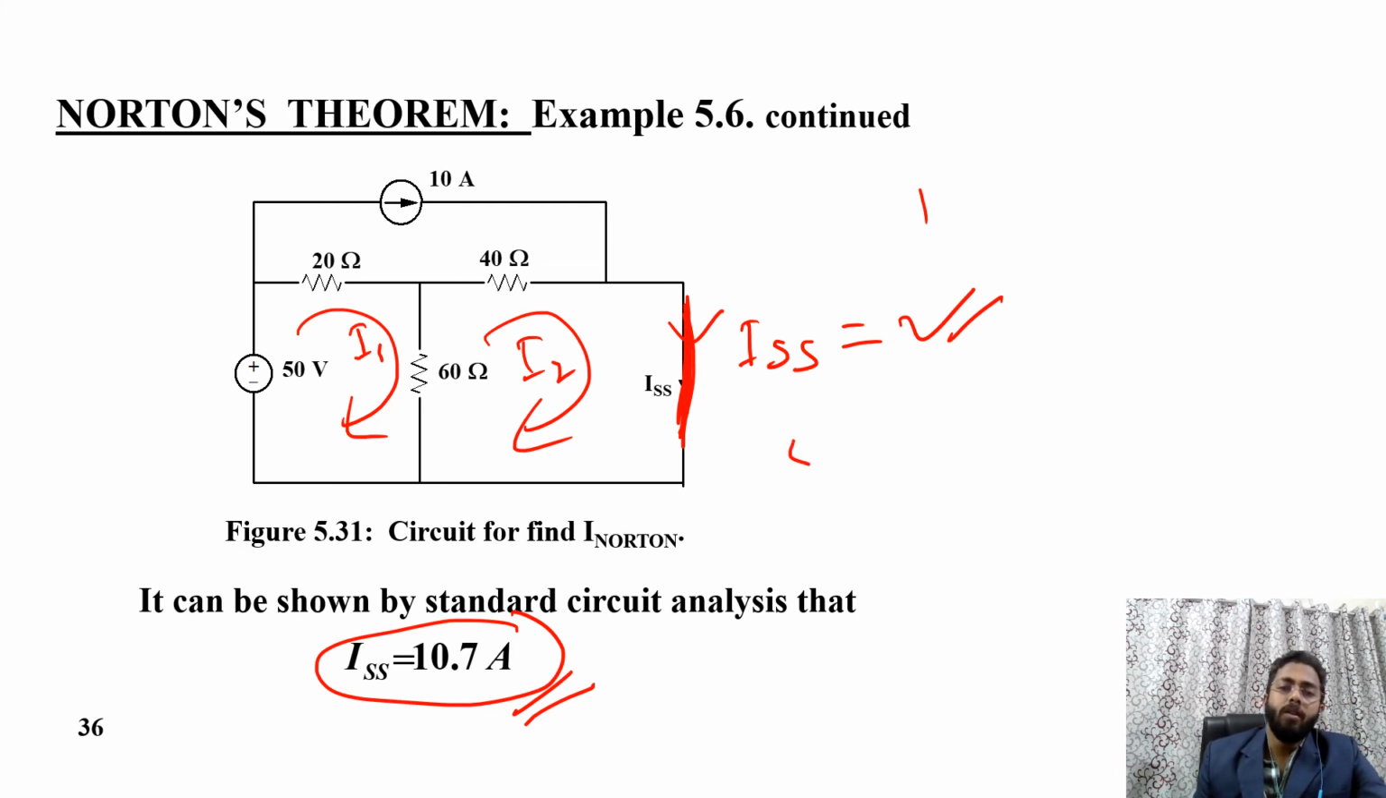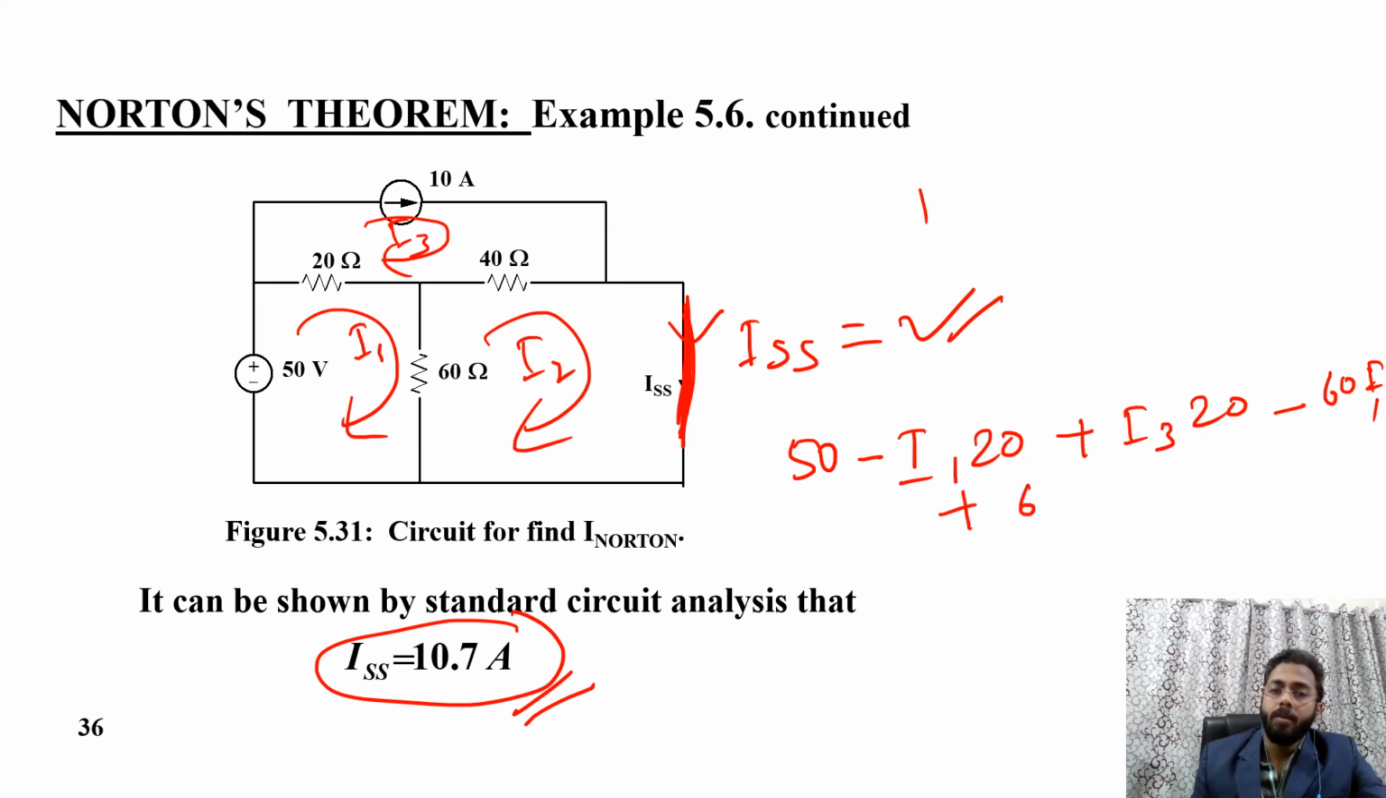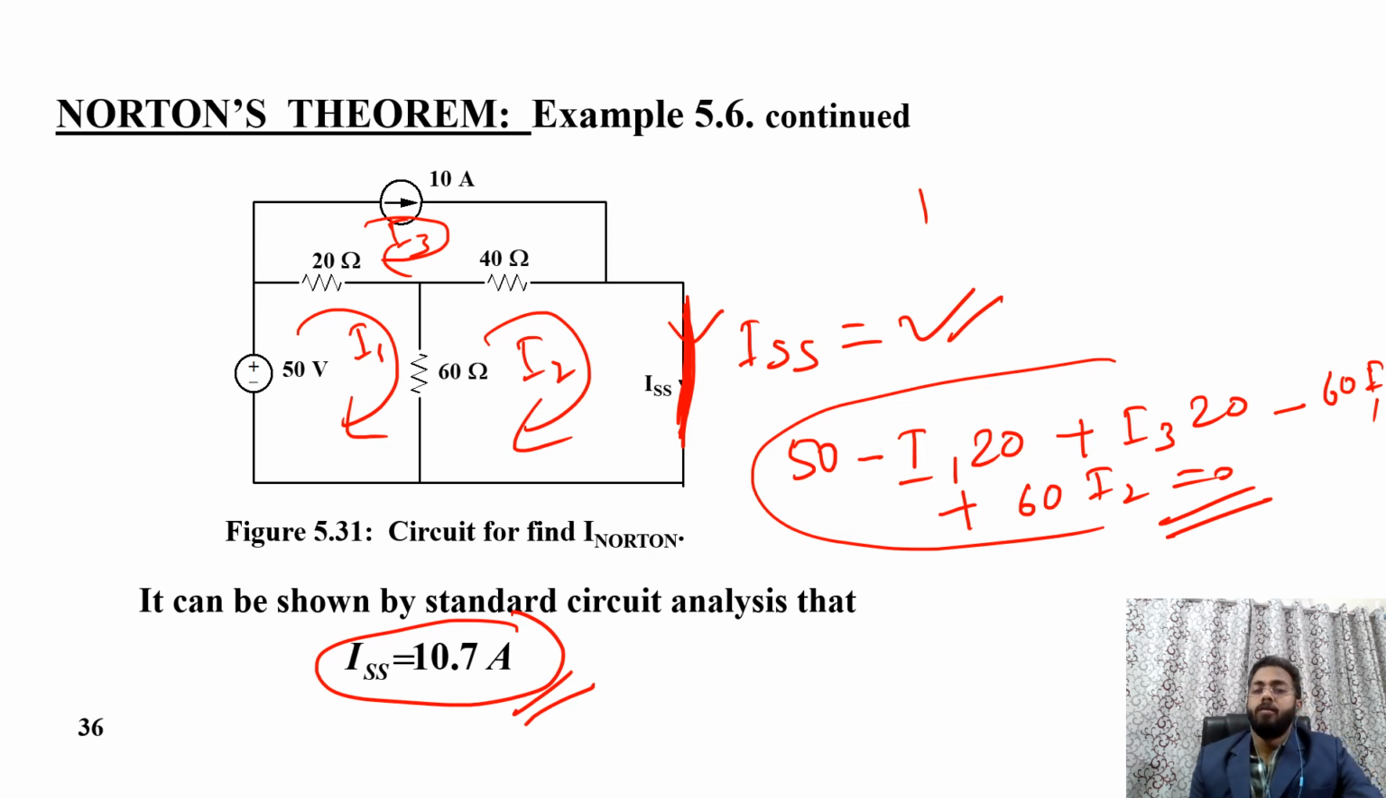So what we can do here is write down 50 minus I1 times 20. After that you can solve. This is actually I3. So you can write I1 minus 20, plus I3 times 20, then minus 60 I1 plus 60 I2 is equal to 0. This way you can write down an equation, and with another equation you solve, and you will get the values of I1, I2, I3. The I2 current is in this circuit, so we can assume that ISS is equal to I2, and after calculation it is 10.7 ampere, the current on the load terminal.